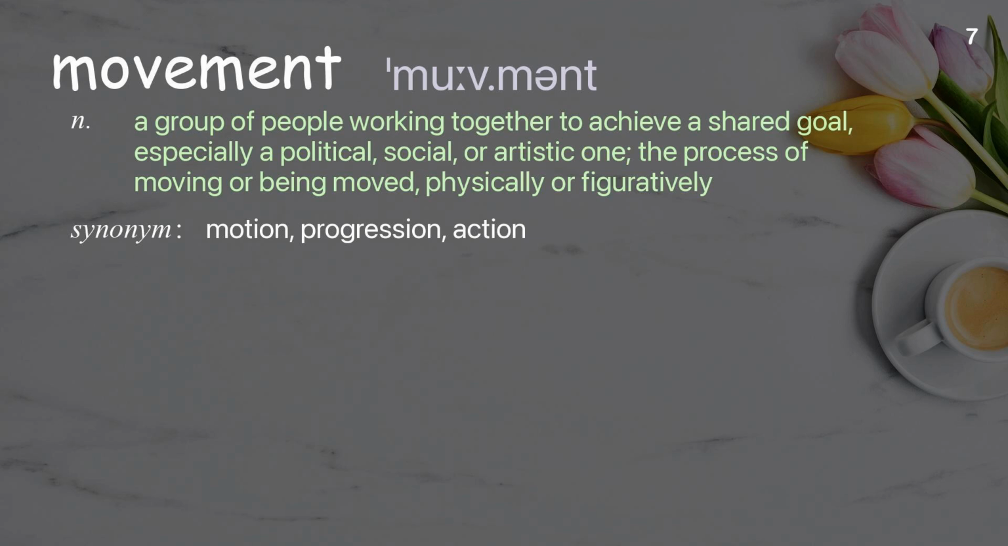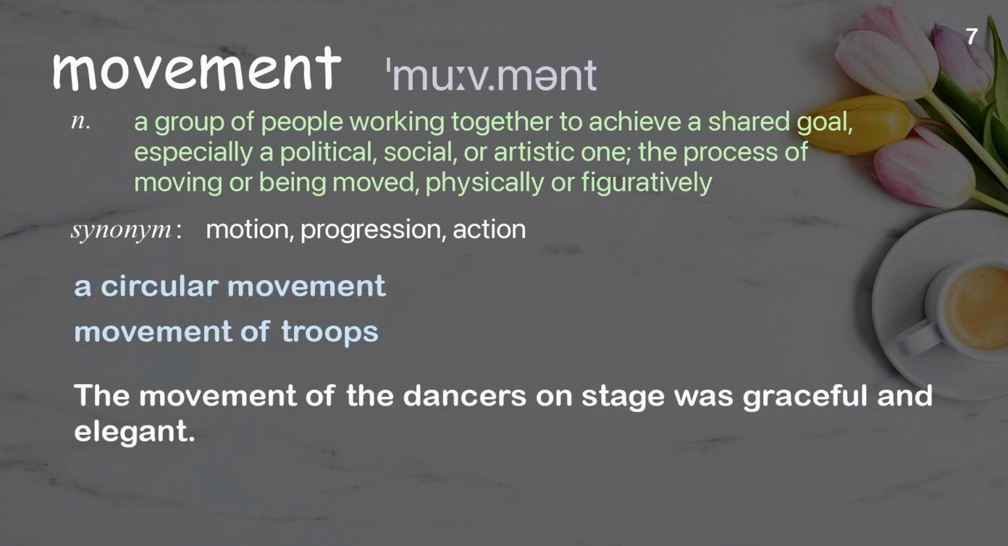Movement. A group of people working together to achieve a shared goal, especially a political, social, or artistic one. The process of moving or being moved, physically or figuratively. Examples: A circular movement. Movement of troops. The movement of the dancers on stage was graceful and elegant.